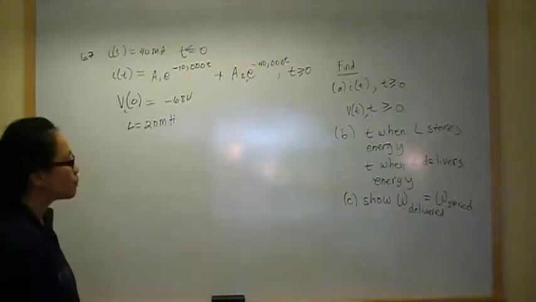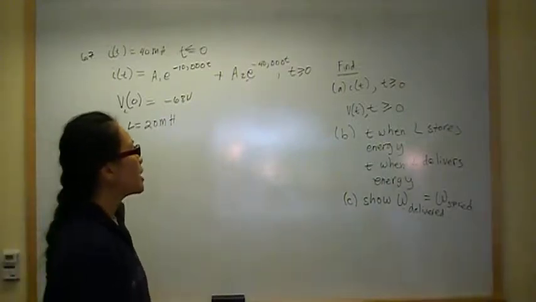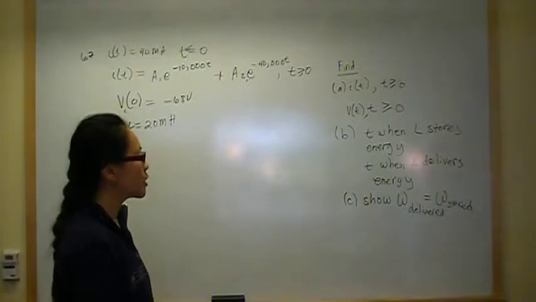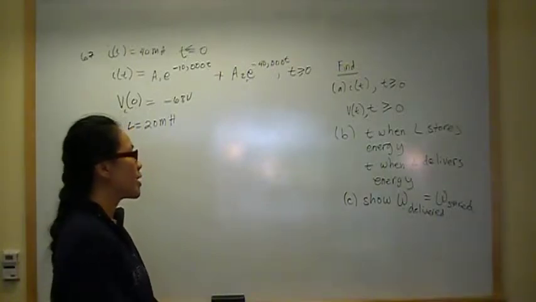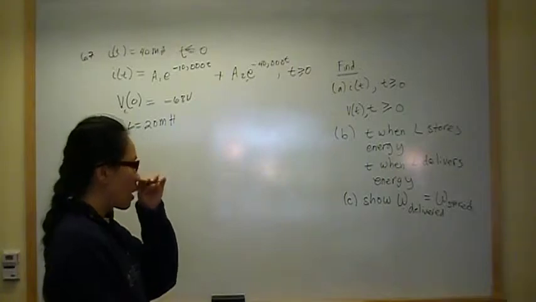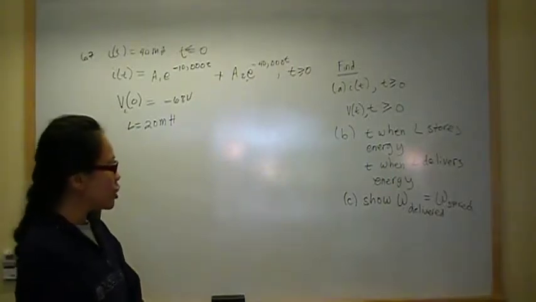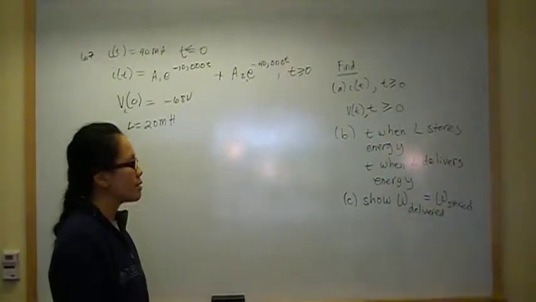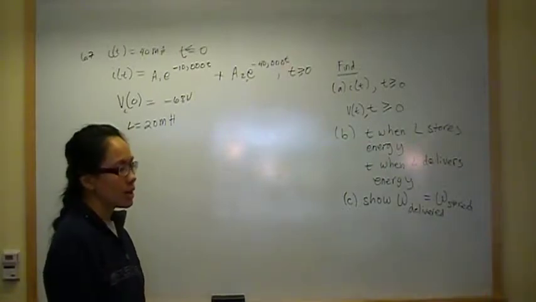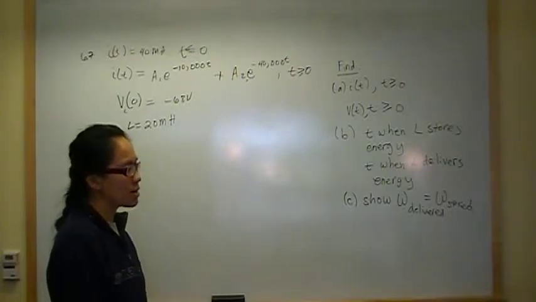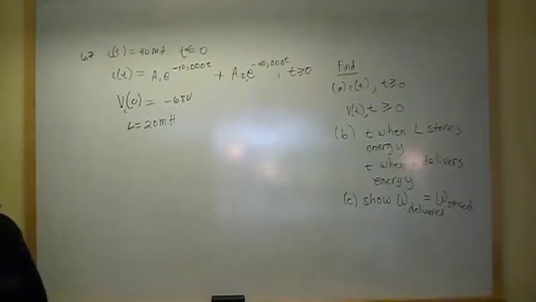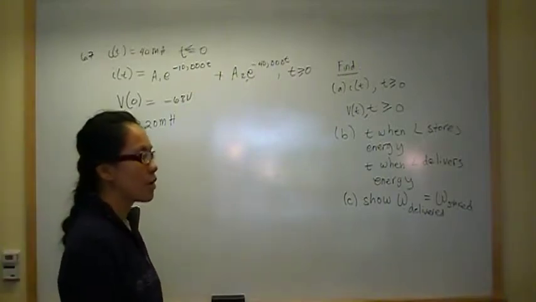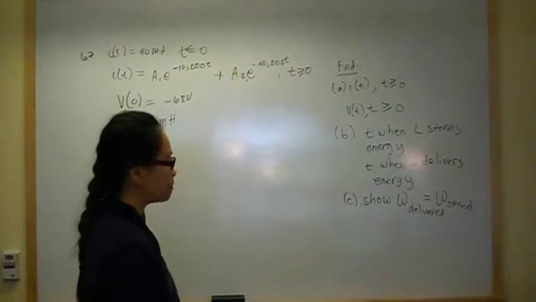Part B, we need to find the time when the inductor stores energy and the time when it starts to deliver the energy. In part C, we need to show that the energy stored in the inductor at time 0 is equal to the energy delivered throughout time. So energy stored is equal to energy delivered.